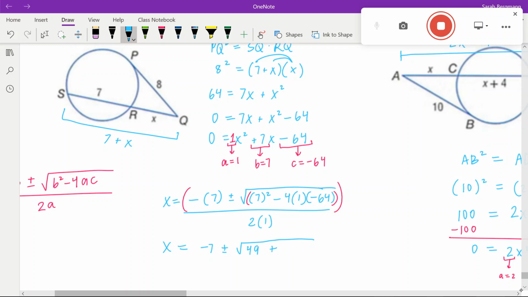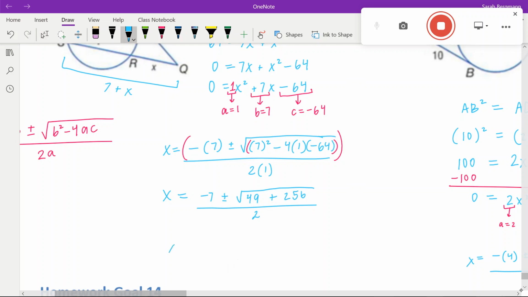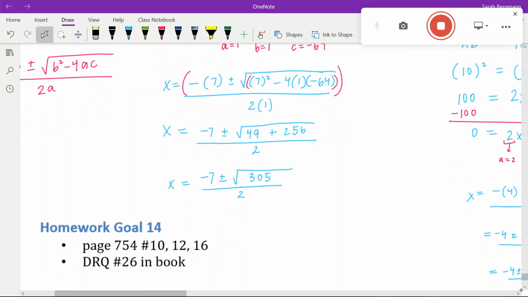That gives me plus, let's see. Let me do this on my calculator. I can't do that in my head. 256 over 2 times 1 is 2. Now, I can combine 49 and 256. That gives me 305 over 2. So from here, there's nothing more that you can simplify.